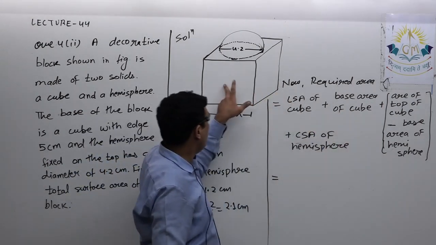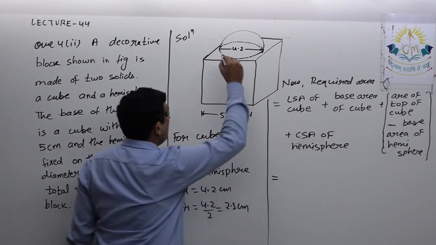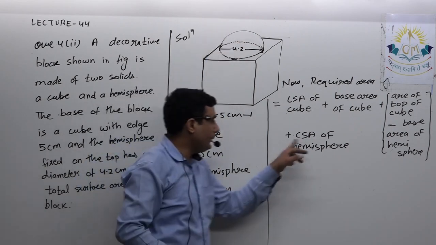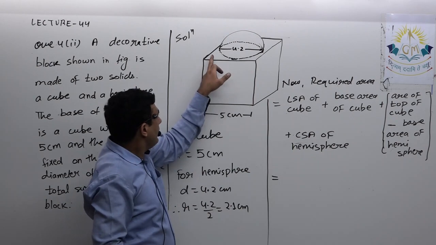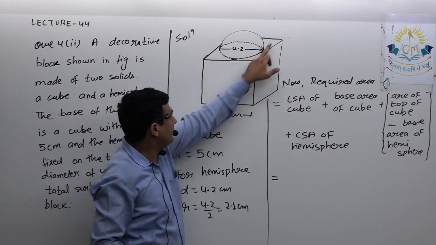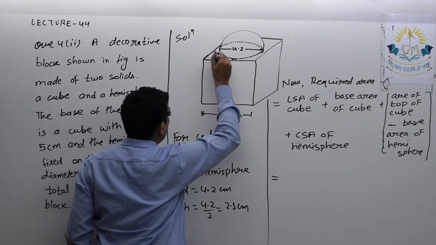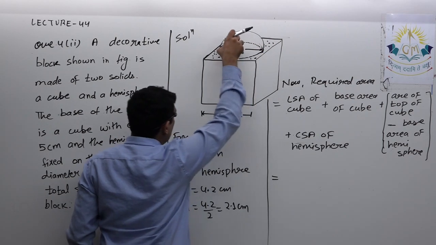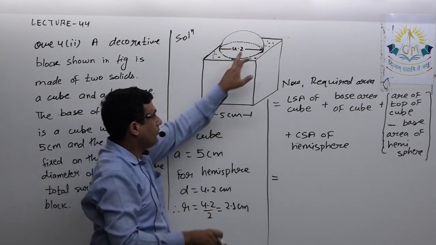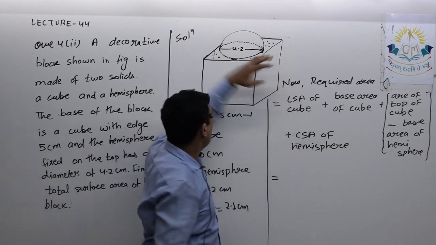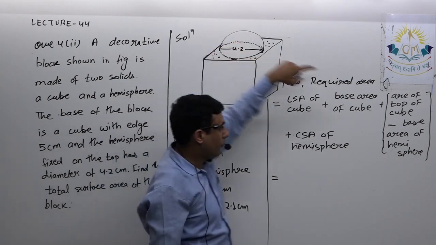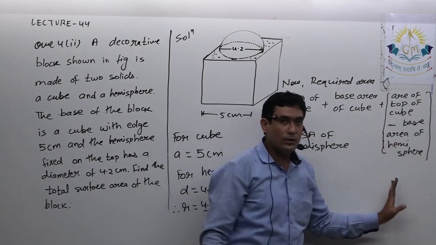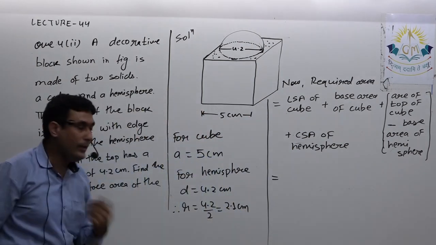Okay, so base area of cube I took. Now CSA of hemisphere, the hemispherical portion is kept on that, so I can definitely paint on CSA of hemisphere, as well as I can paint on these portions which you can see over here. Let me make some dots. Here I can paint, here I can paint, but I can't paint where this area is covered by the base of the hemisphere. So for that what I took, complete area of the top of the cube minus base area of hemisphere. So when I add these all, I will get the total area that can be painted.